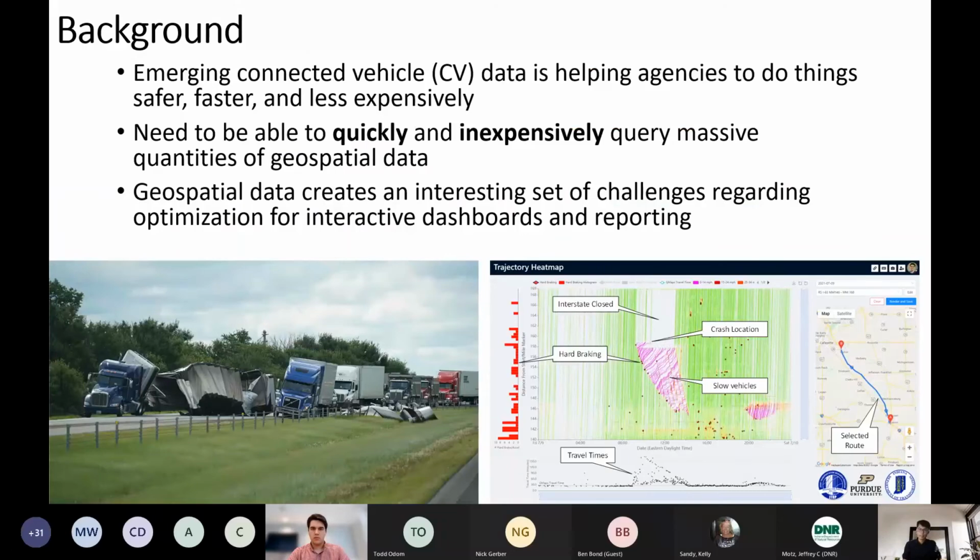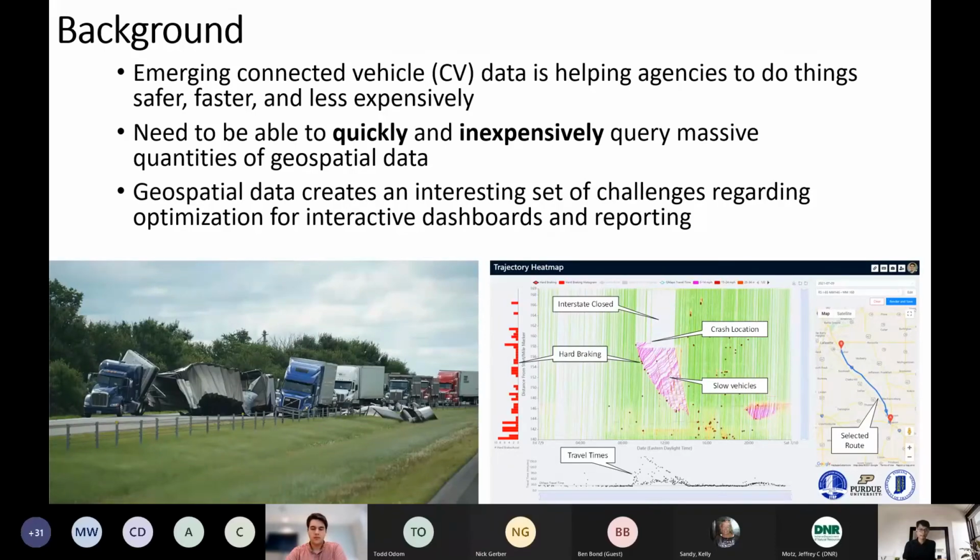As I mentioned, the connected vehicle data is helping agencies to do things safer, faster, and less expensively. And also, now that we have potentially billions of data points coming in, these vehicles generate tons of data every second. How do we quickly and inexpensively query the massive amounts of data that are coming in?